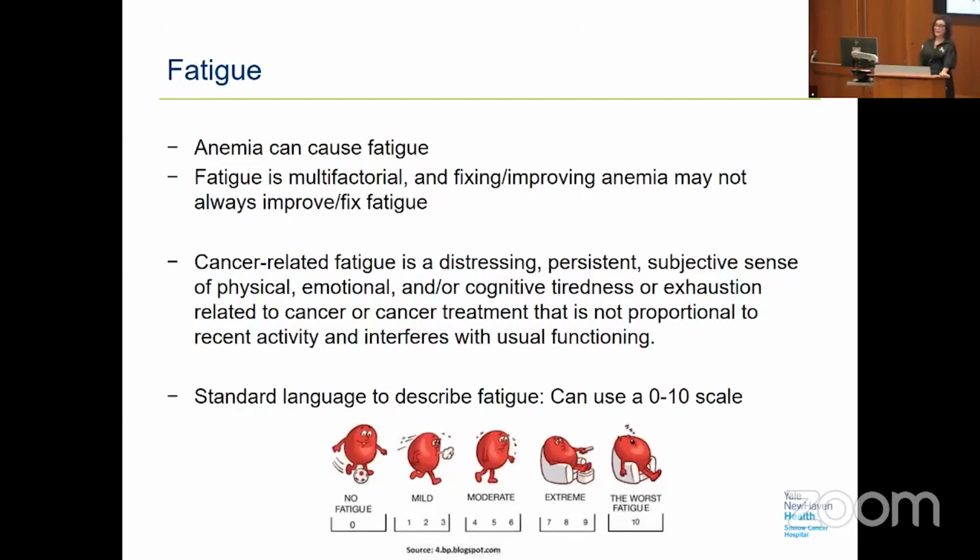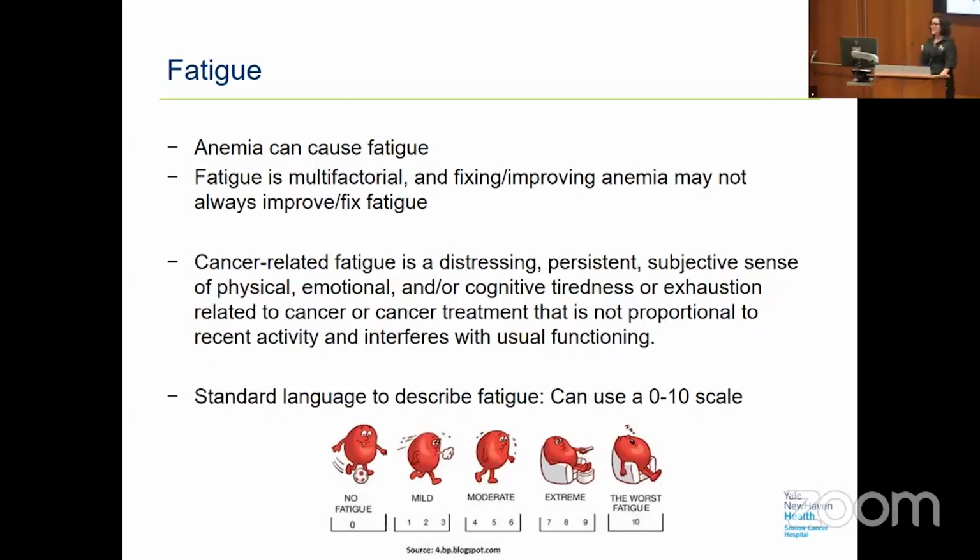Fatigue. Anemia is a common cause of fatigue. However, it's not the only cause of fatigue. So even when we fix or improve anemia, some patients still feel fatigue. So I like to bring this up just to say that fatigue is a really complex symptom, and we have to really think about all of the reasons our patients are feeling fatigued, and not just focus on anemia, but focus on all of the other things that may cause fatigue, and try to improve as many of those things as we can. I included a definition of cancer-related fatigue just because it's an evidence-based definition and is included in a lot of the studies on fatigue.